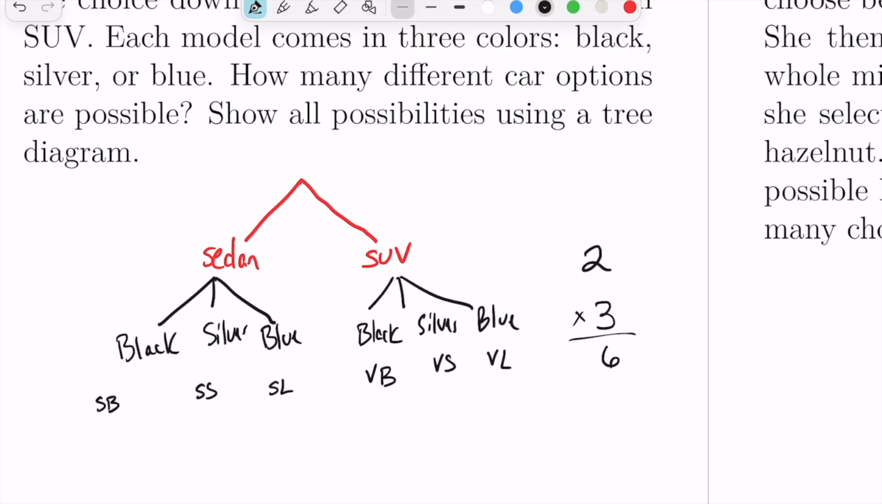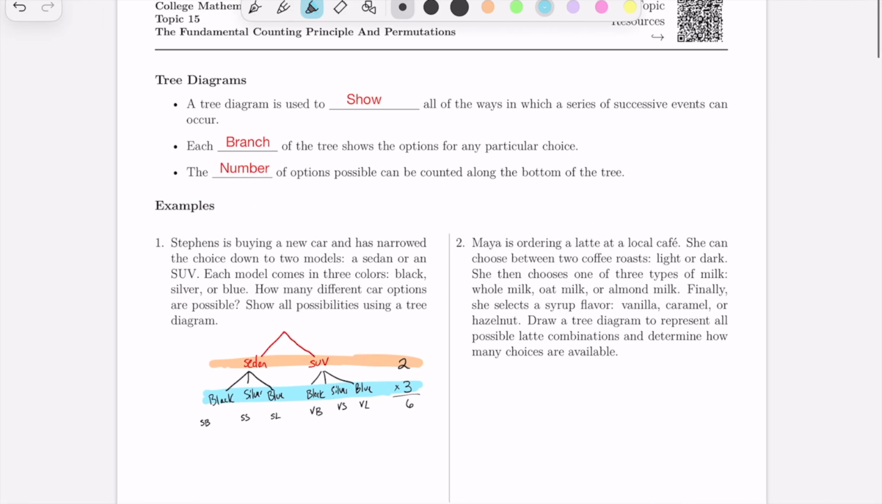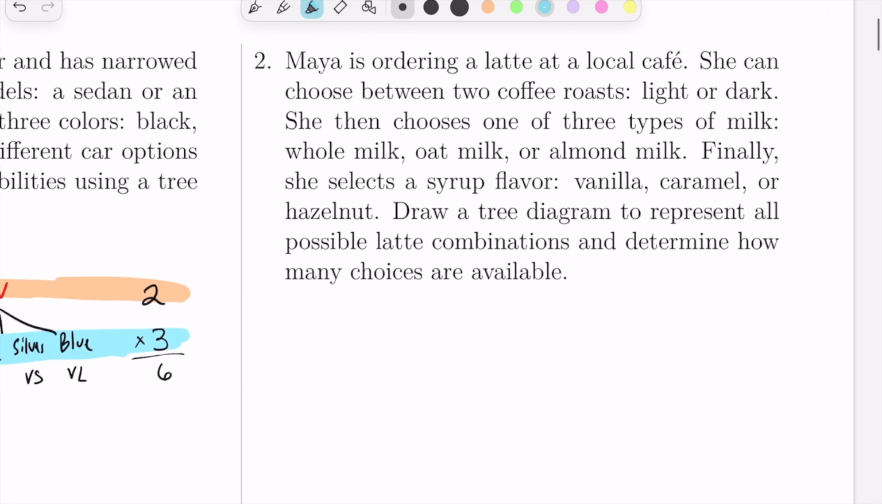And yeah, it really is as easy as taking 2 times 3. Right? At each decision, what kind of car? You can see he has 2 choices for that. And then he has to choose a color. He has another decision, right? And he has 3 choices for that. And so just multiplying the number of choices that you have at each decision point will get you the total possibility. Let's look at another one here.